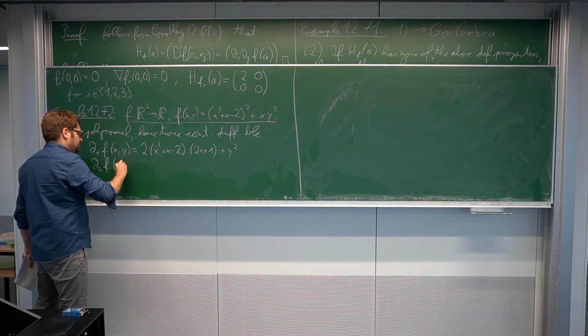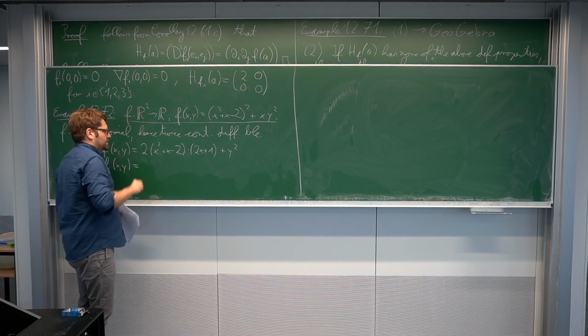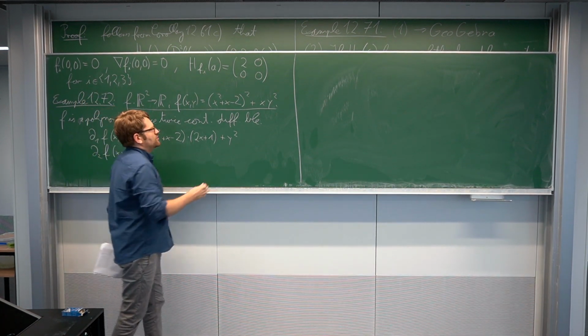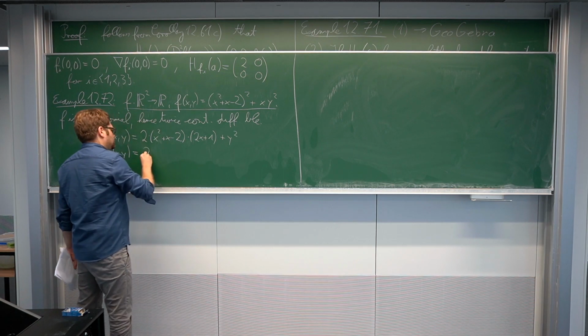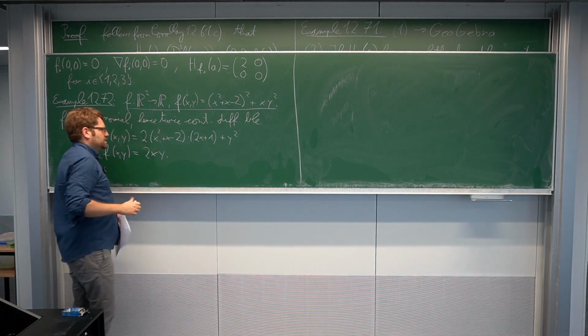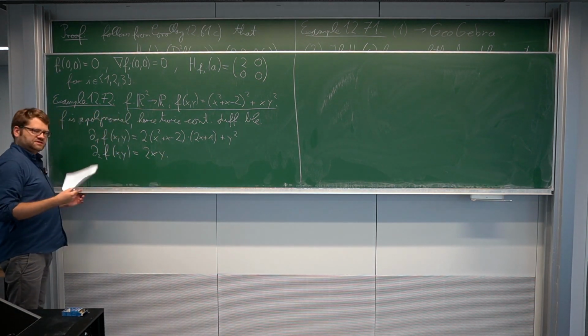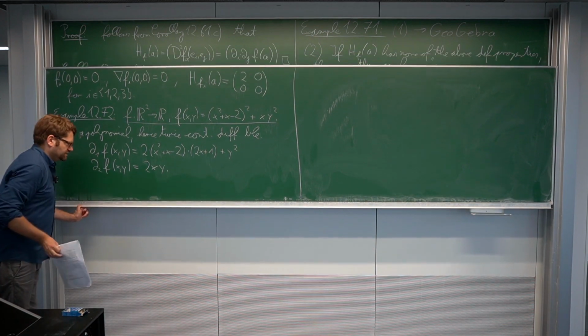And d2f of x, y is, so just deriving this by y, the first summand is of course just 0. And if we derive the second, we get 2xy. So these are the partial derivatives.